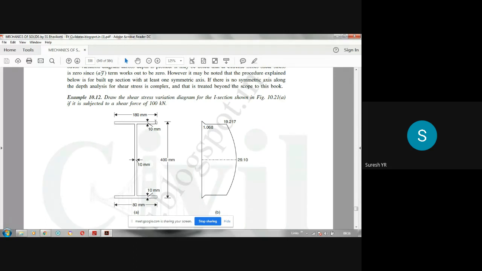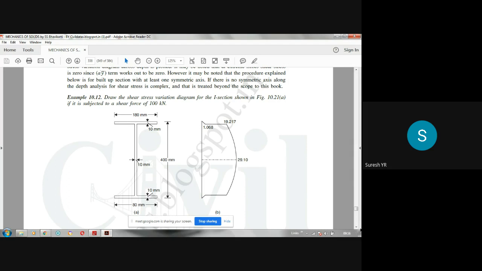Then for this flange portion, we have to add both plus. So for the flange portion, area is 180 into 10. Y bar is distance of CG of this from neutral axis, which is how much? 200 minus 5, that is 195.